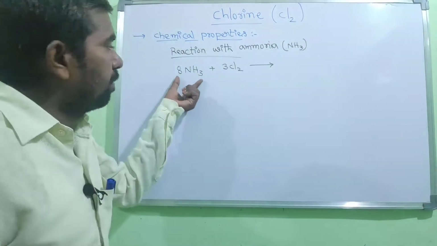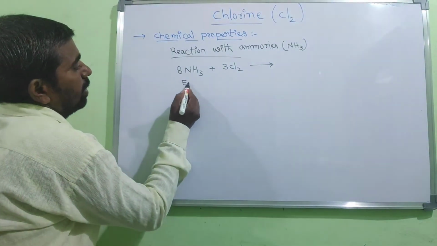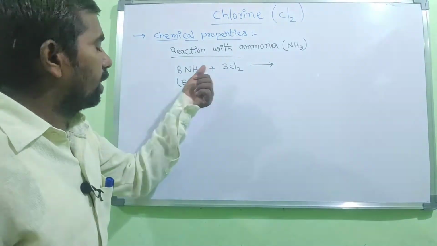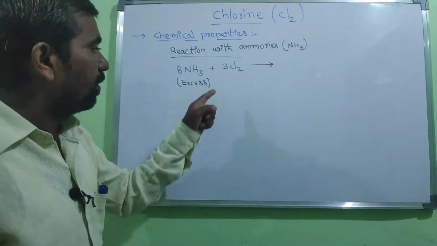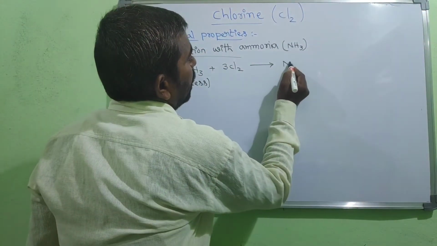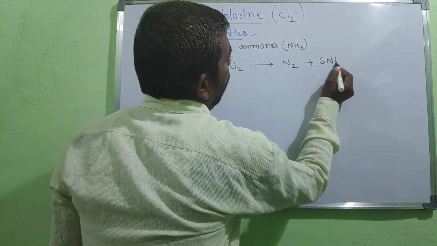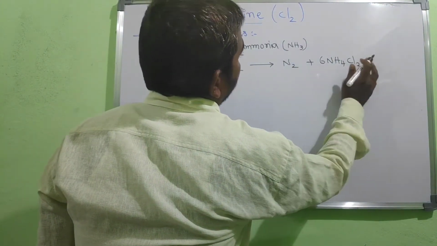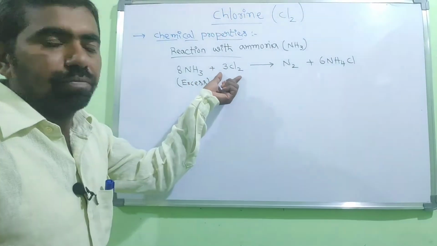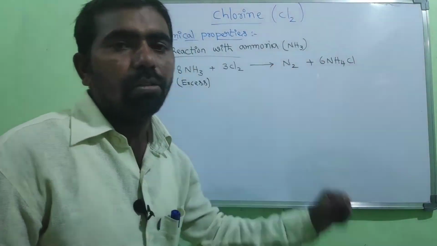So here 8 moles of ammonia is taken reacting with 3 moles of chlorine. So that means ammonia was taken in an excess quantity. Ammonia that is taken in excess quantity is treating with the chlorine, and here nitrogen formation takes place along with the ammonium chloride. Chlorine with excess ammonia forms nitrogen and ammonium chloride.